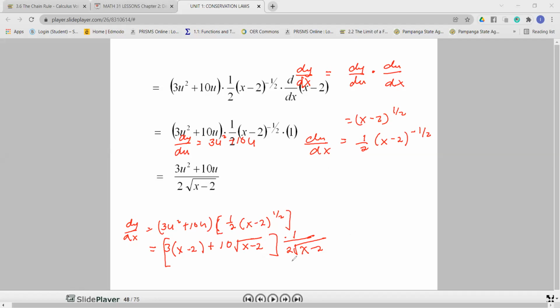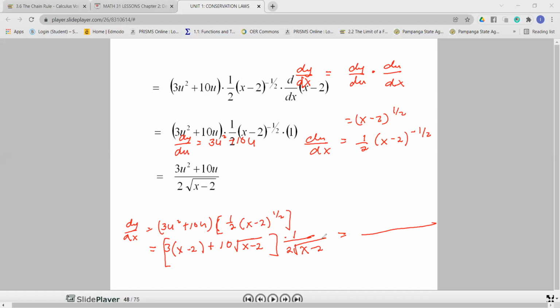If you would like to simplify, you can distribute, since it's easy to distribute. So, the denominator of this becomes 3 halves. Then x minus 2 raised to the 1, this is 1 half.